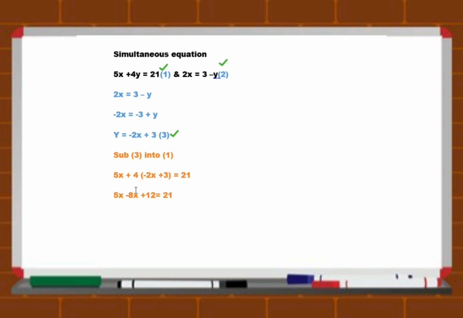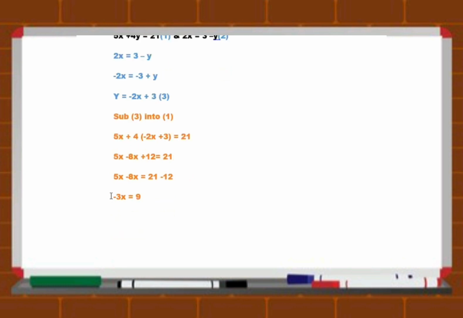Group the like terms. This means you're going to be left with 5x minus 8x. And then on the other side, you're going to have 21. Take this 12 to the other side, it's going to be a negative 12. So 5x minus 8x is minus 3x. And then 21 minus 12 is 9. Divide both sides by -3. You are left with x is equals to -3, right?